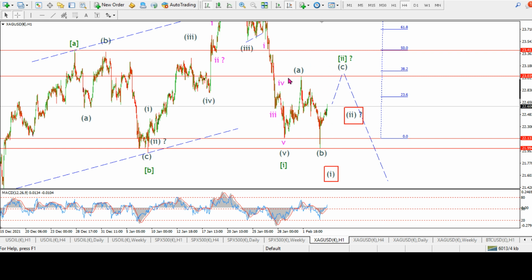So I think for today, maybe wave C pushes towards that 23 level. We might even get a completion of it today, and then a reversal pattern early next week down into wave 3. Okay, so let's move on. Let's see a picture of what Bitcoin's doing.